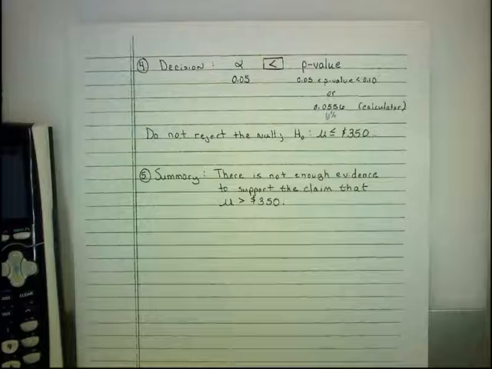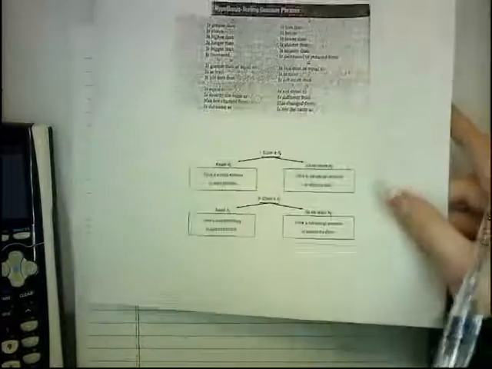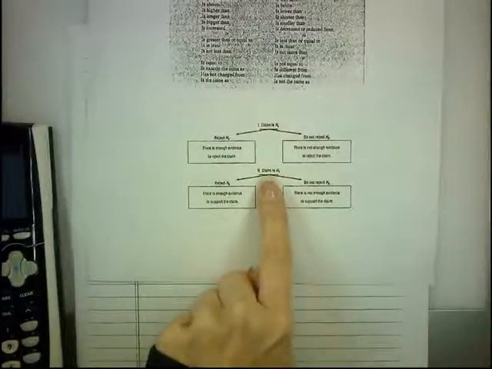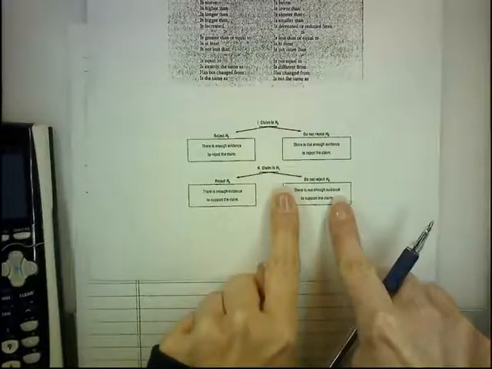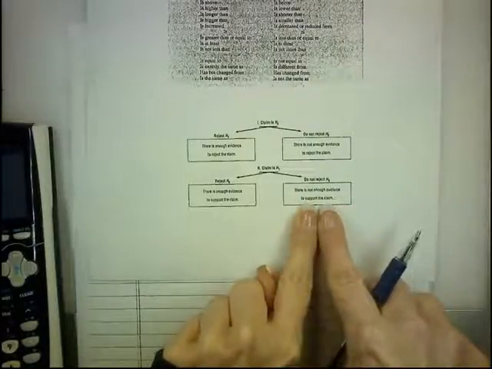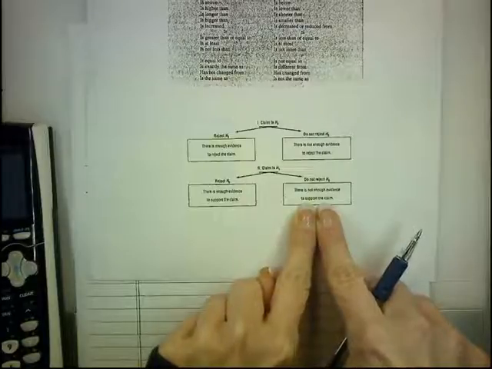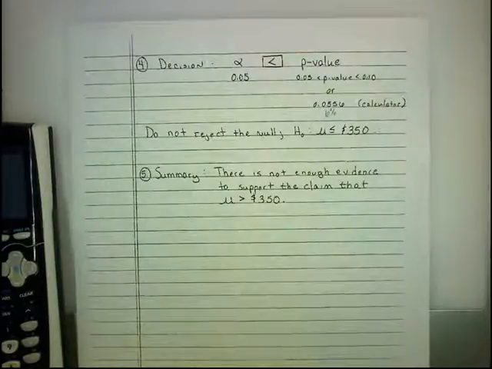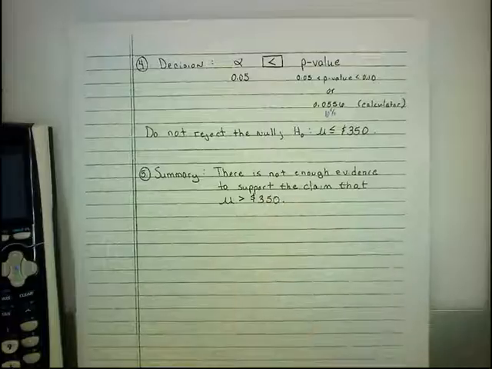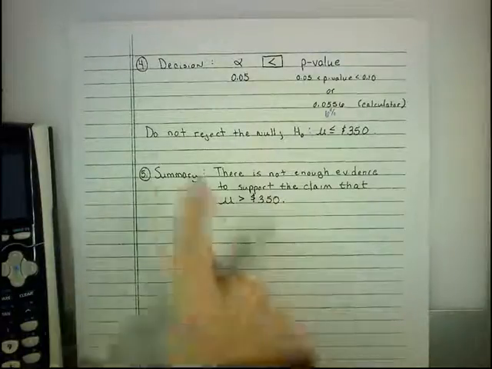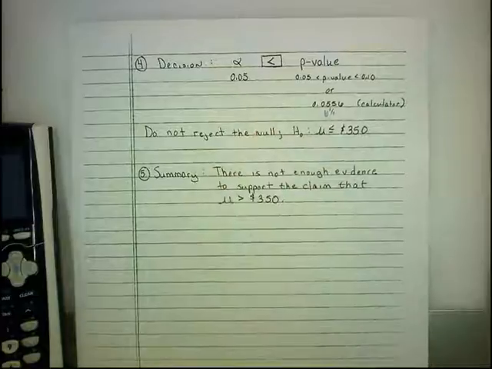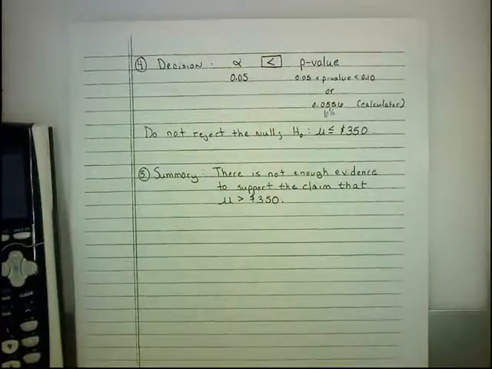The only thing you can say is that the claim is the alternative. The owner suspects it's higher. Do not reject the null statement. The officer says it's at most. There's not enough evidence to support the claim from the owner that says it's higher. And that's your summary. And this was from the owner. Beta is the possibility of making a mistake in this problem, not rejecting the null when it could be false.